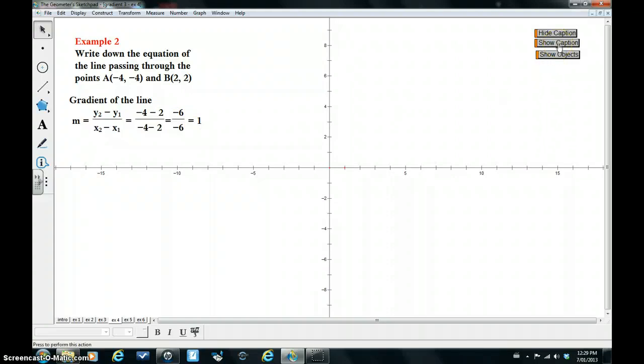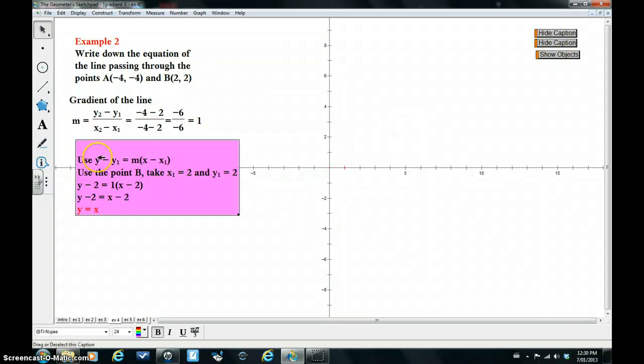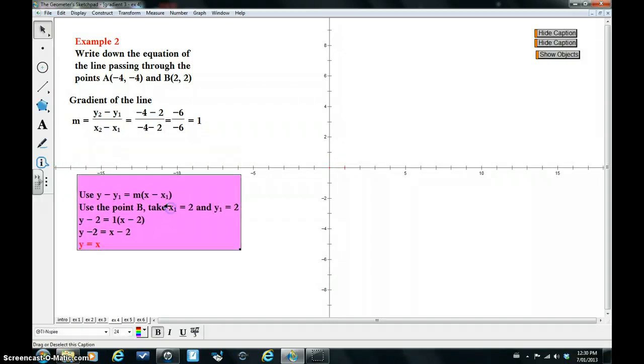Well, we've done the first part of the question, but we still got to find the equation, so we use the formula again, y minus y1 equals m times x minus x1, and this time we'll take the point B, because we have two positive numbers, that's the easiest point to take. So we're going to take y1 is 2 and x1 is 2, so you get y minus 2 equals the gradient, which is 1, times x minus 2, and we can remove the brackets, x minus 2, and we can add 2 to both sides, and we get y equals x. So the equation of the line is actually y equals x.